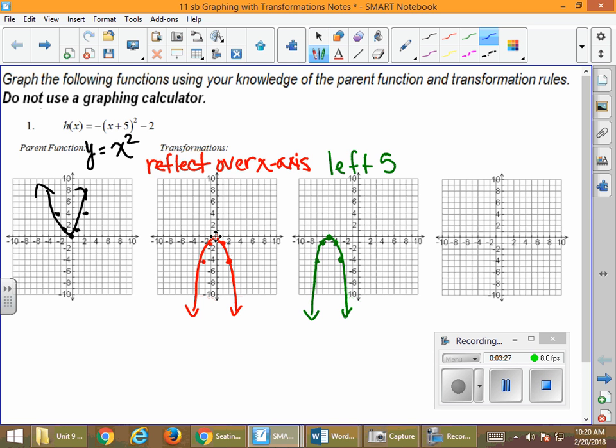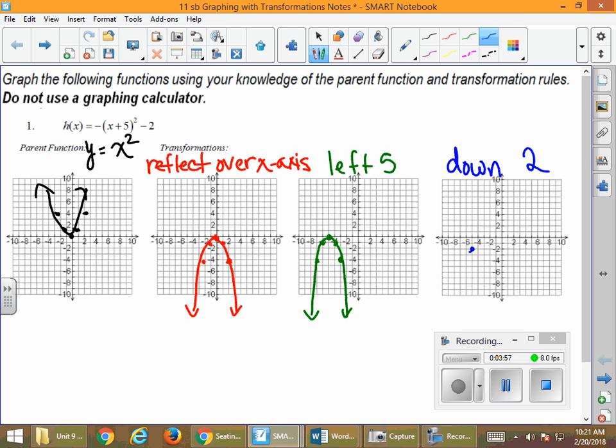We have one more transformation occurring in this equation to our parent function. And that is coming from the minus 2. And the question is, well, how does the minus 2 affect it? Well, we're going to take our green graph now, and we're going to move all of those points down 2 spaces. Again, I'll start with the vertex. So moving that down 2 spaces.